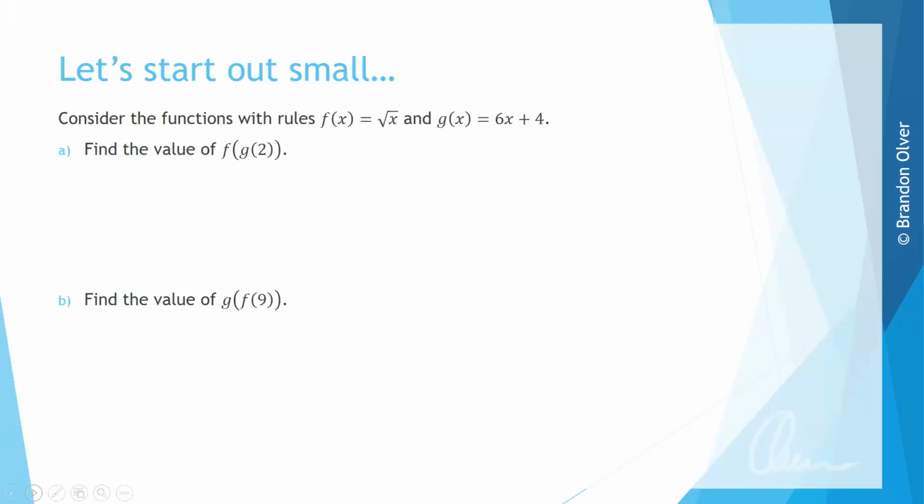We're going to consider the functions with rules f of x equals the square root of x, which we're going to do in blue, and we have the function with the rule g of x equals 6x plus 4, which we're going to do in green from now on. For part A we're going to find the value of f of g of 2, and for part B we're going to find the value of g of f of 9.